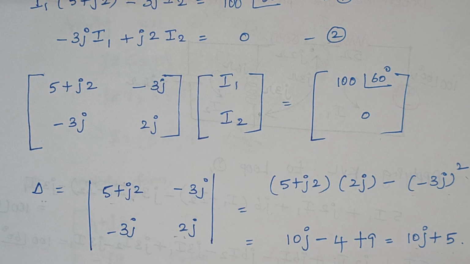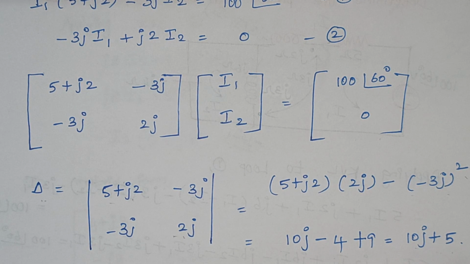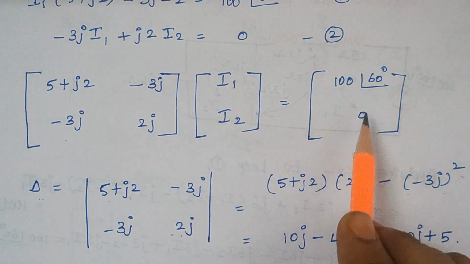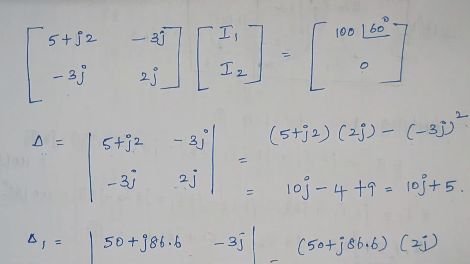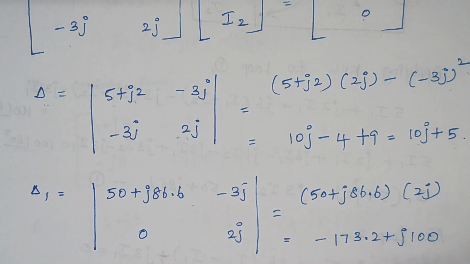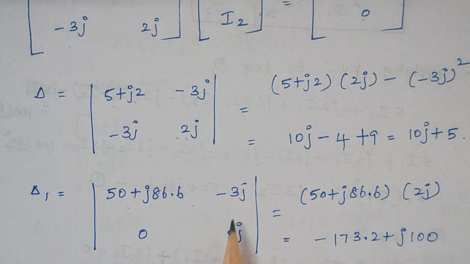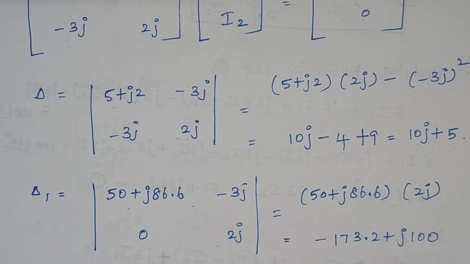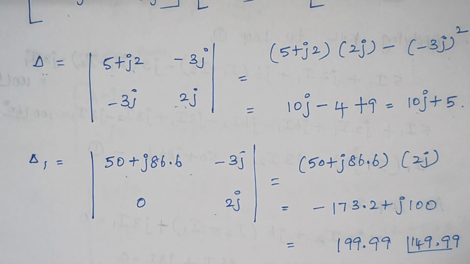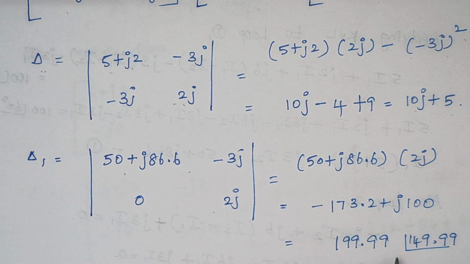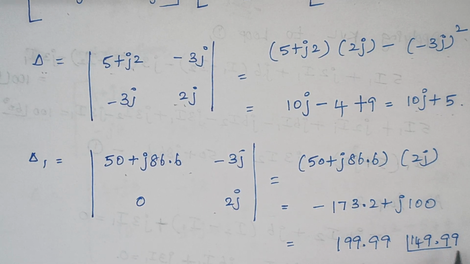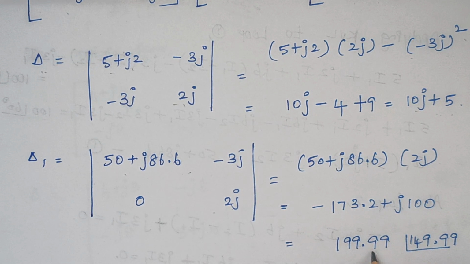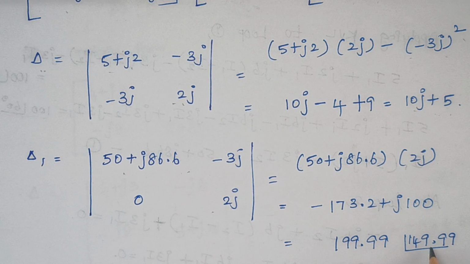Now the next thing is we have to calculate del 1. For calculating del 1, we have to replace the first column with the source voltage. Here I had directly written it in rectangular form since the other terms are in rectangular form. Just multiply and solve, and we get the answer as 199.99 with an angle of 149.99. If you wish, you can round it off as 200 with an angle of 150. It is also right.